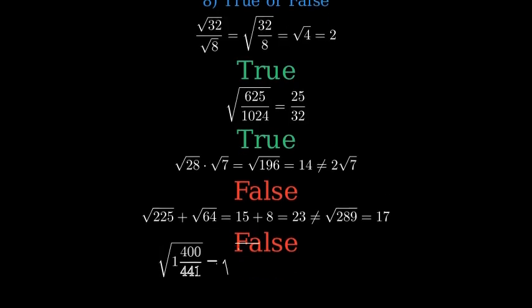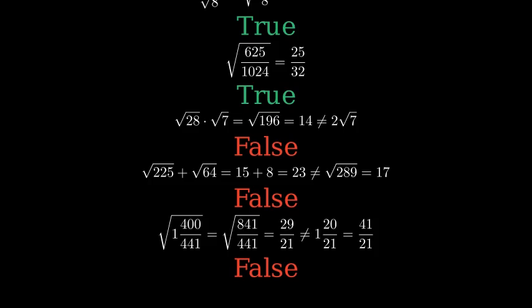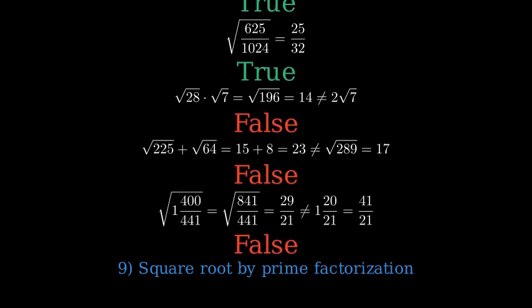False. Statement 5. The square root of 1 and 400 over 441 equals 1 and 20 over 21. Inside the root, we have 841 over 441, whose root is 29 over 21, not 41 over 21. False. Problem 9. Find each square root by the prime factorization method. We form pairs of identical primes and take one from each pair.